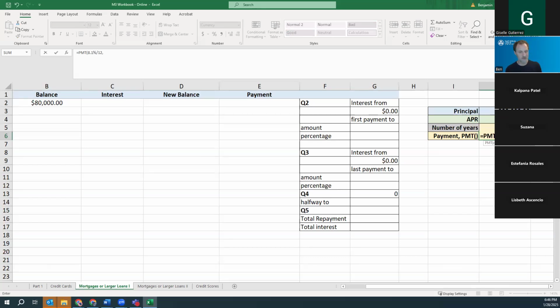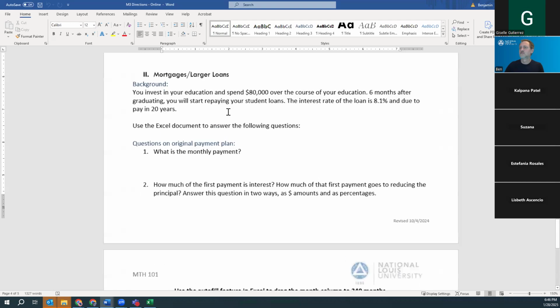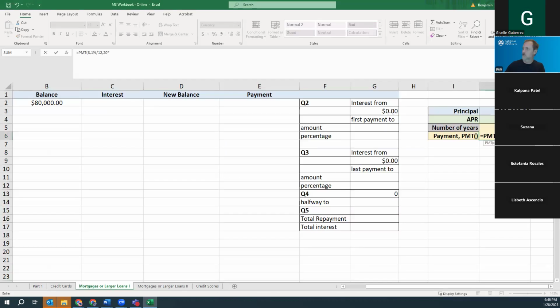How many years? Let's go back to the Word document. 20 years, 20 times 12 months, right? Very good. Okay. And then the final thing is the amount of debt. 80,000. Yep. And again, put a negative, don't put a comma. And you got yourself your payment.